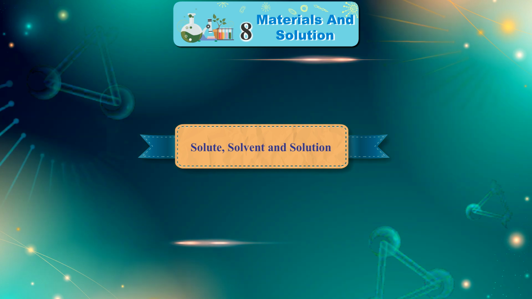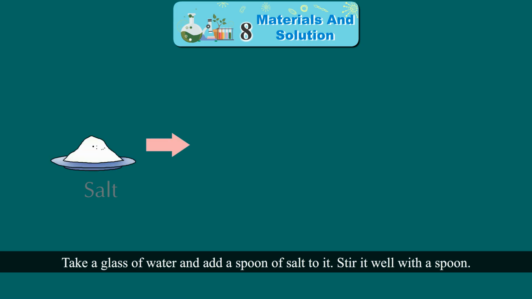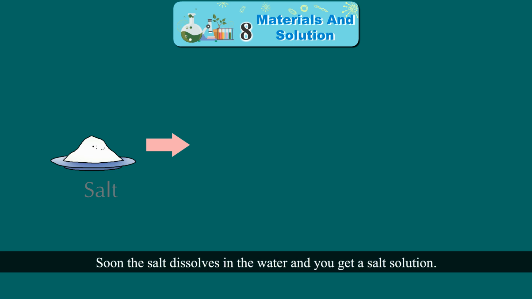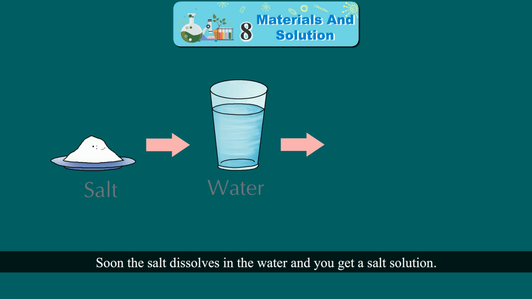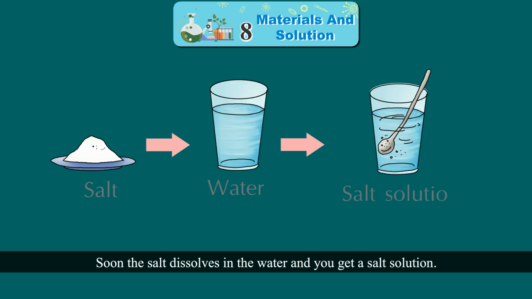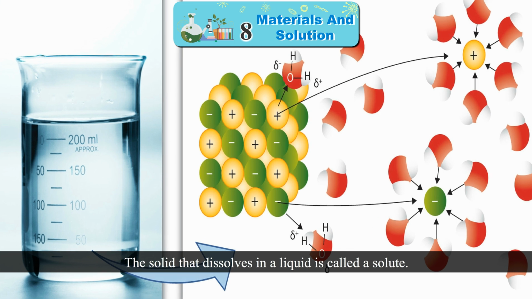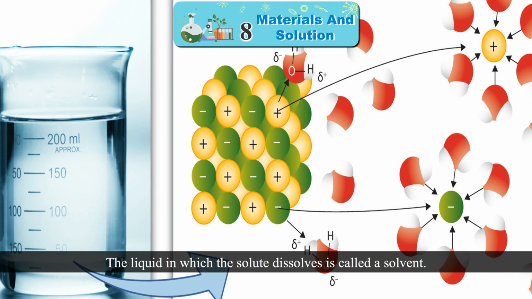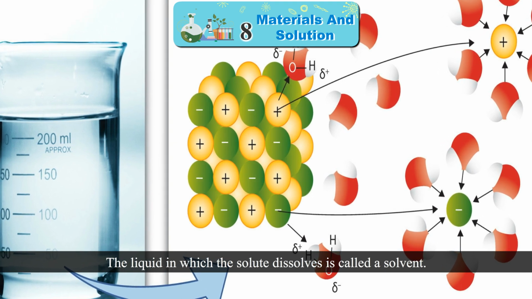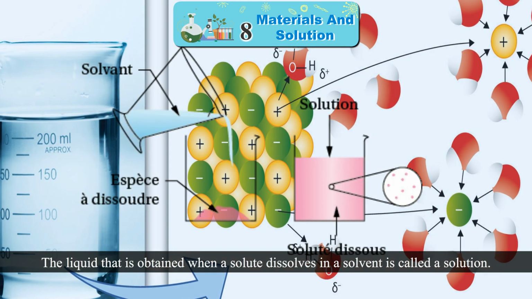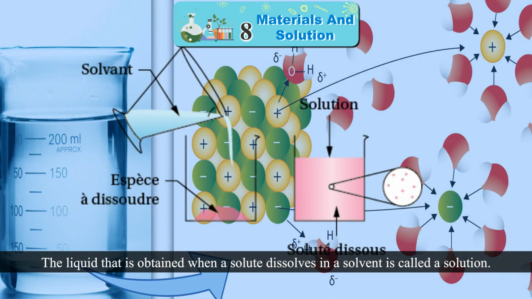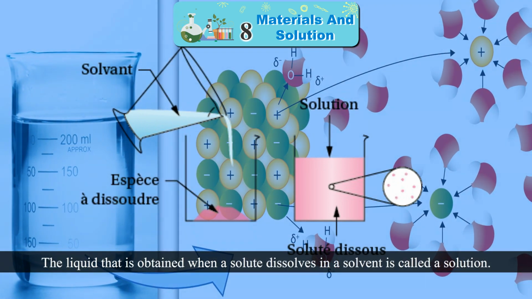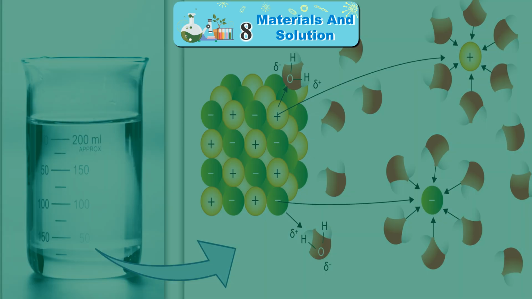Solute, solvent, and solution. Take a glass of water and add a spoon of salt to it. Stir it well with a spoon. Soon the salt dissolves in the water and you get a salt solution. The solid that dissolves in a liquid is called a solute. The liquid in which the solute dissolves is called a solvent. The liquid that is obtained when a solute dissolves in a solvent is called a solution.